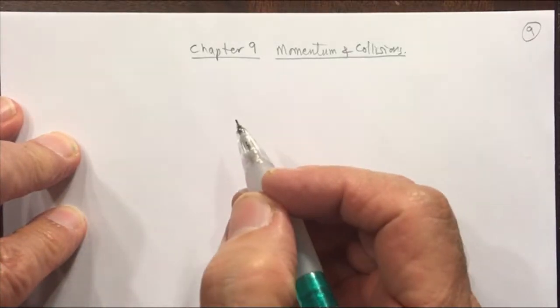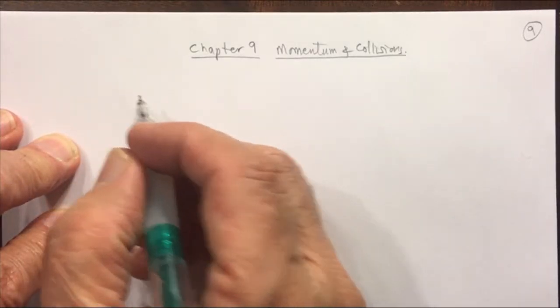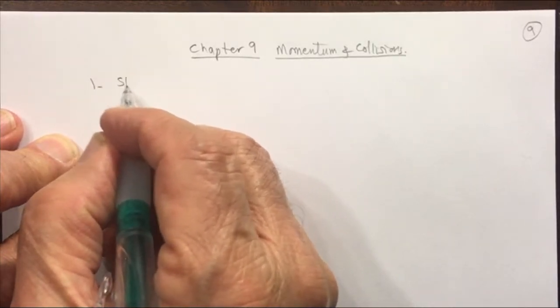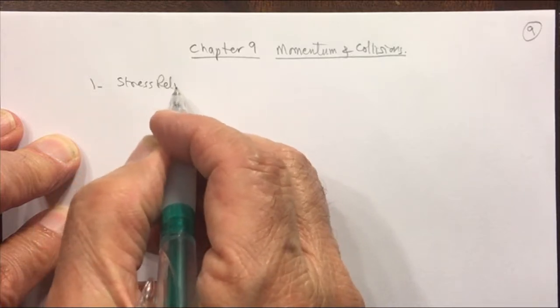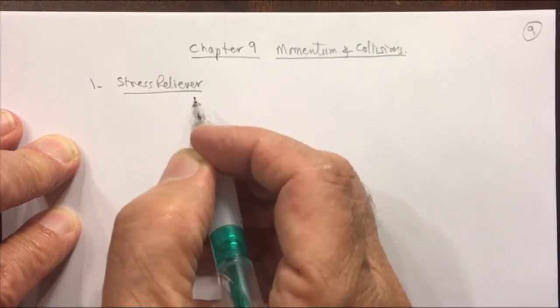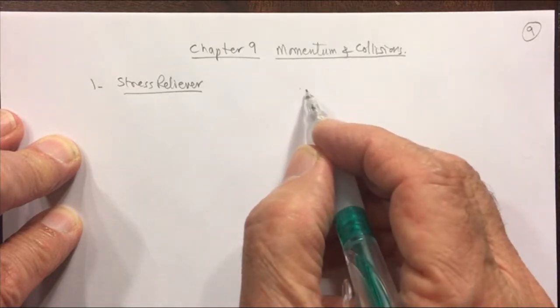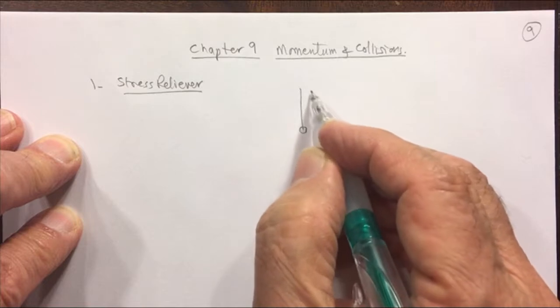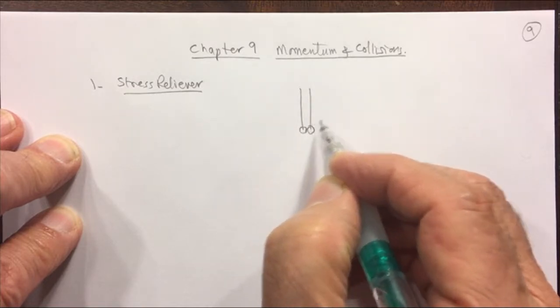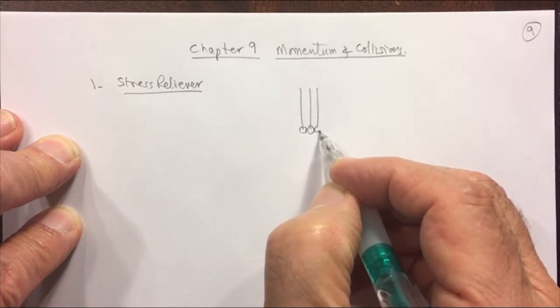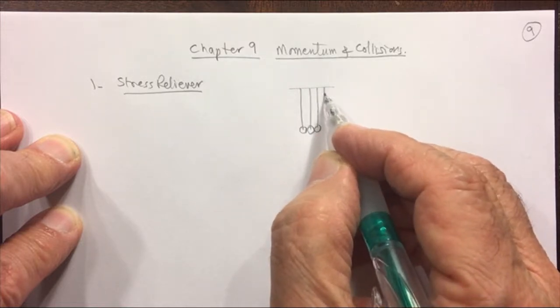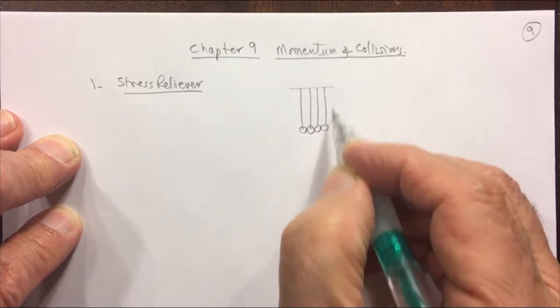We now look at some examples on this chapter on collisions, which involve 1D and 2D collisions. So the first one is what's written as an executive stress reliever. And that is a sort of toy that we have, where we have 5 steel balls which are hanging from a support, and they are all touching each other.